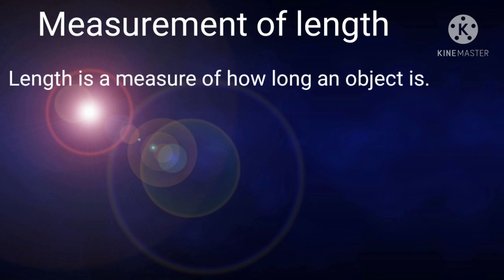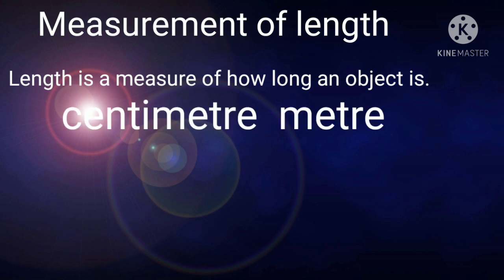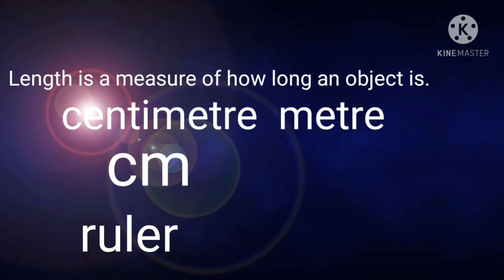There are two units we use to measure the length of things, that is centimeter and meter. For measuring the length of things such as a pencil, an eraser or a book, we use a standard unit called centimeter. cm is the short form of centimeter. A ruler is used to measure the length of things in centimeter.